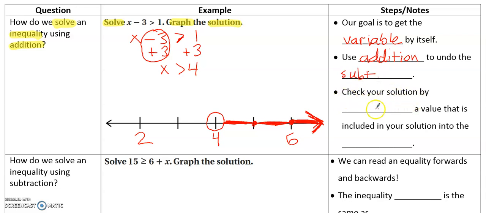Okay, check your solution by substituting a value that is included in your solution into the inequality. We're substituting values back into the inequality to see if they make the inequality true.